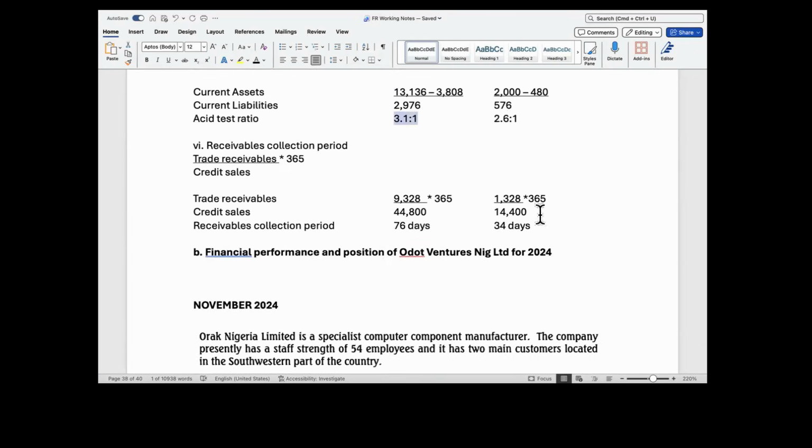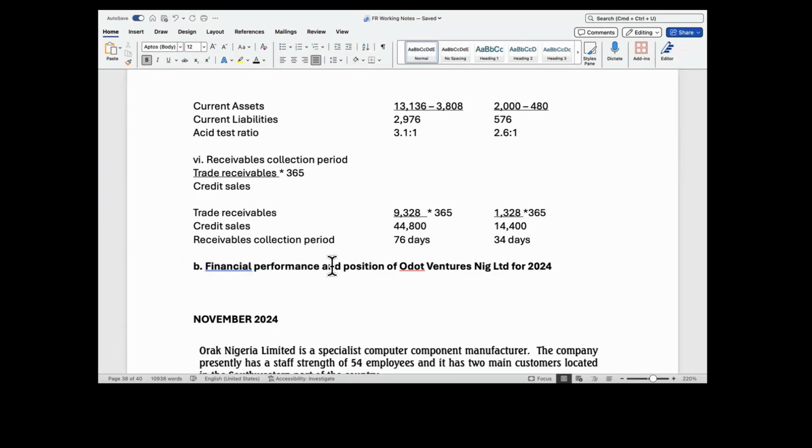Our receivable collection period was 34 days, and this was really the policy they implemented. So they extended credit time. They were doing 34 days before, but now it is 76 days. So I cannot really speak to this because that was what they did. So now, how do I explain this?